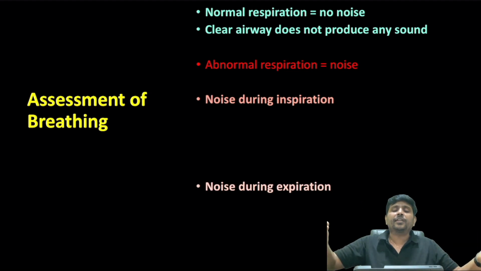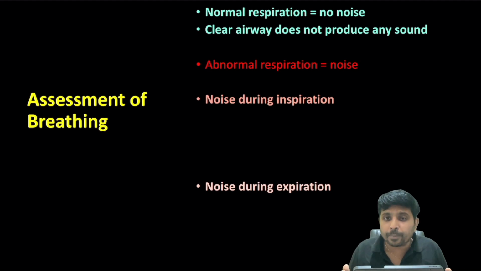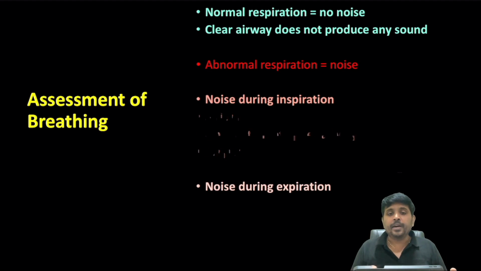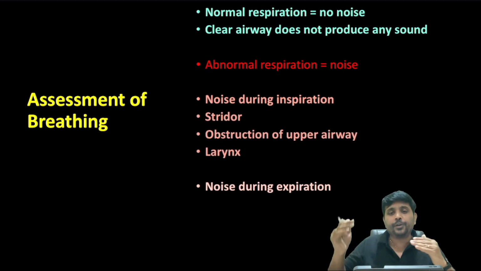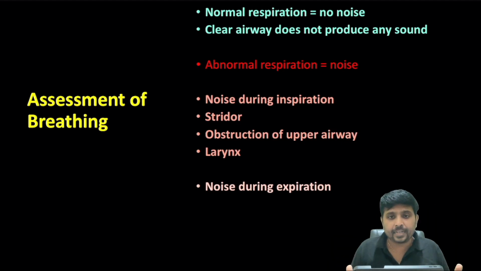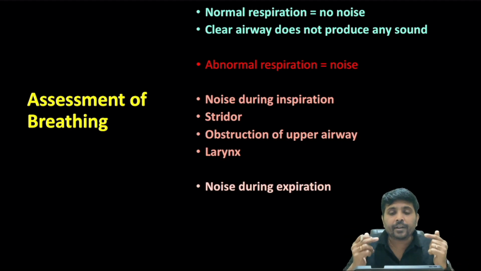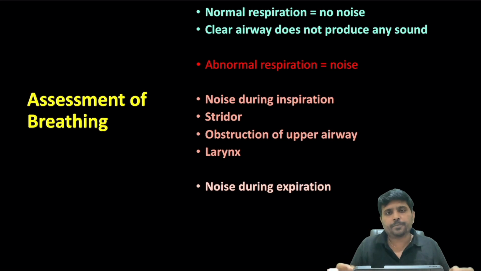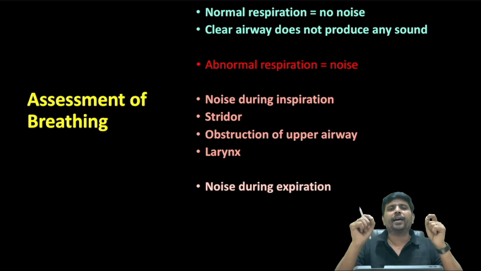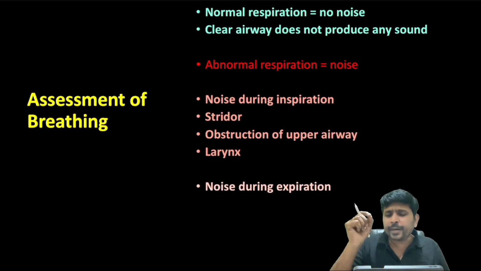How do I know that the sounds are produced from the upper airway or the lower airway? Remember, upper airway, particularly from nose to larynx, particularly glottis, mainly manifests in the form of stridor. What do you mean by stridor? This is called stridor. Whenever you have inspiratory noise, particularly stridor, it indicates that there is an upper airway obstruction, particularly at the level of the larynx.